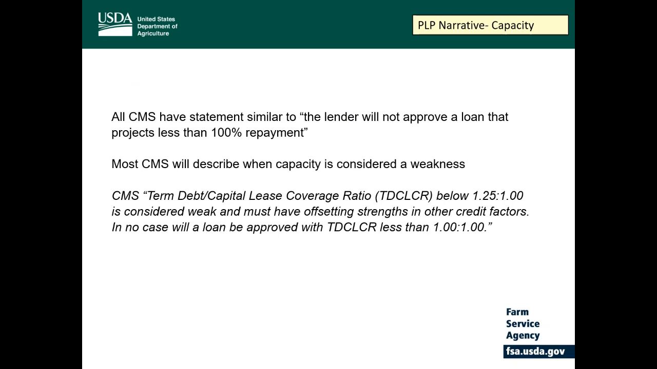If capacity is considered a weakness, for example, in the language I have down below, if it's below 1.25 to 1 coverage ratio, it's considered weak and you should have an offsetting strength. That's what you need to describe in the narrative: what's the offsetting strength? That's what our staff is going to look at. You're going to put down what your coverage ratio is. We're going to see that it's below, and there should be a description of why this is not a problem, and what's the offsetting strength?